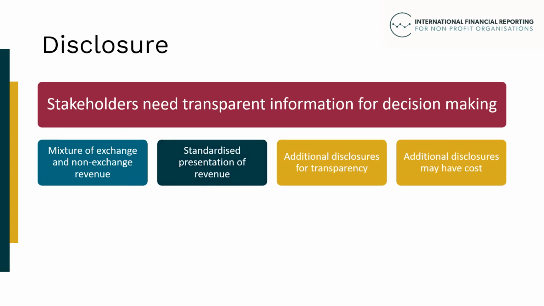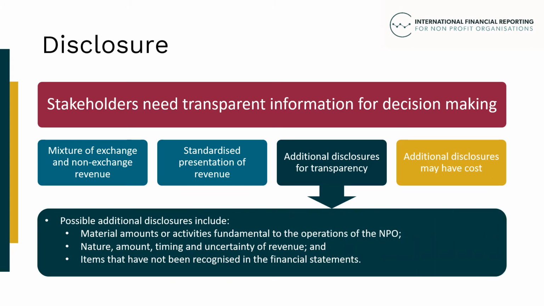Some additional disclosures may help to provide full transparency for stakeholders. Examples include material amounts or activities that are fundamental to the operations of the NPO, the nature, amount, timing and uncertainty of revenue, and items that have not been recognized in the financial statements, which might apply to some gifts in kind or services in kind.